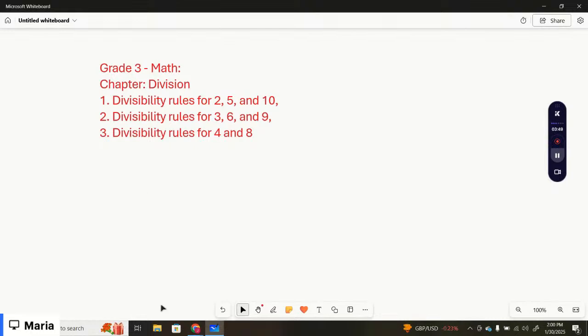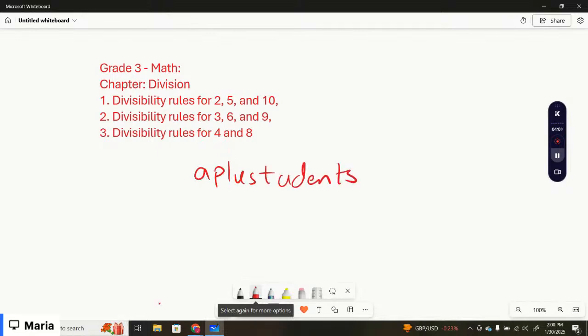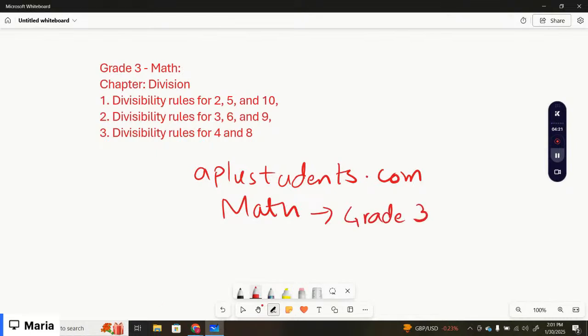We are here for grade 3 math. You can find all the lessons on aplusstudents.com. You have to log in there using your email address and password as provided by the administrator. Then select math from the subject tab, scroll down to grade 3 math, and click on view all lessons. There you can find a list of the chapters. We're going to start with the chapter division.